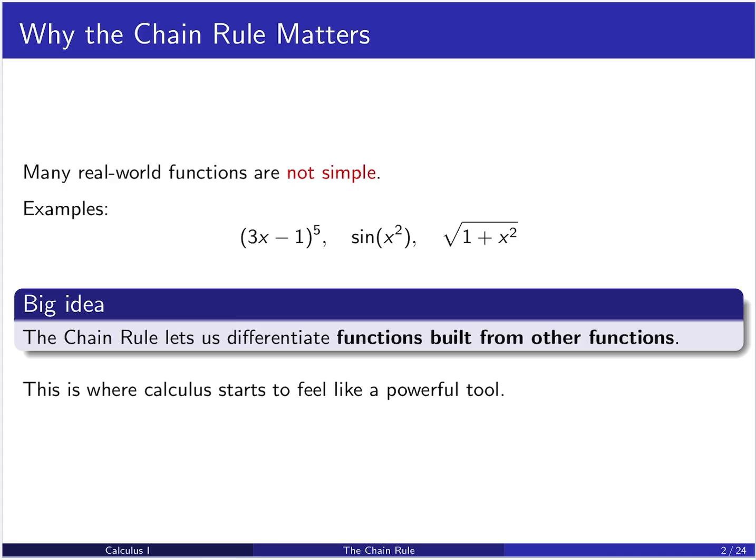Think about temperature and altitude. Temperature depends on altitude, and altitude depends on time. So the temperature depends on time, but through two layers. Or you can think about how a camera's shutter speed depends on light level, which depends on the angle of the sun, which depends on the time of the day. In mathematics, this idea has a name: composition.